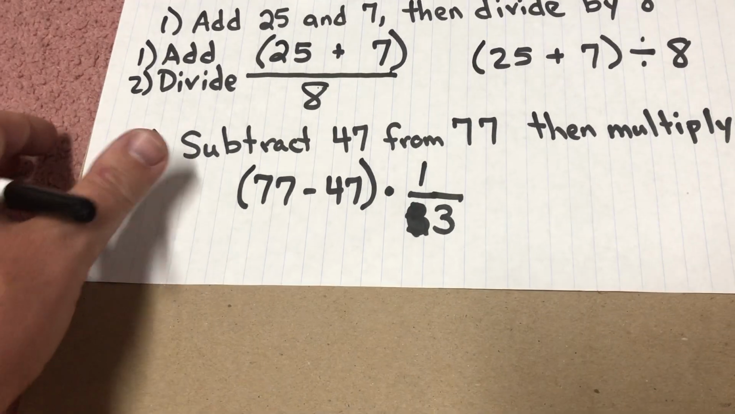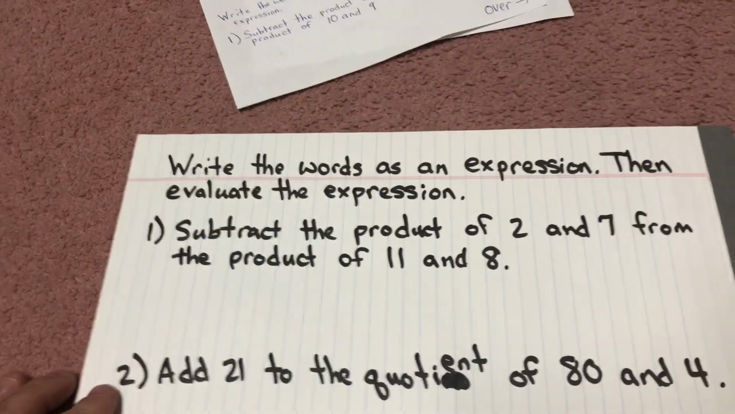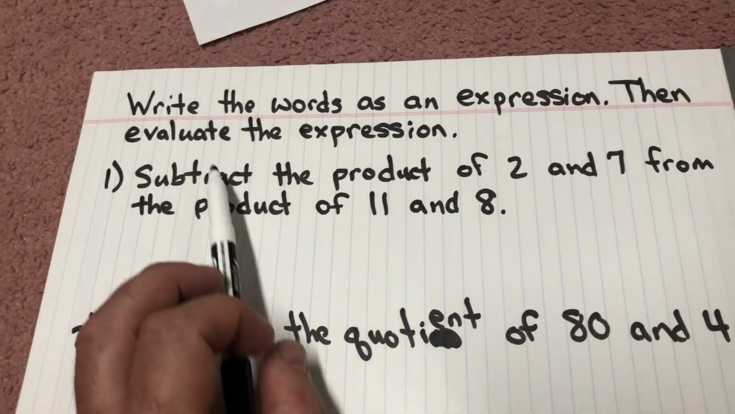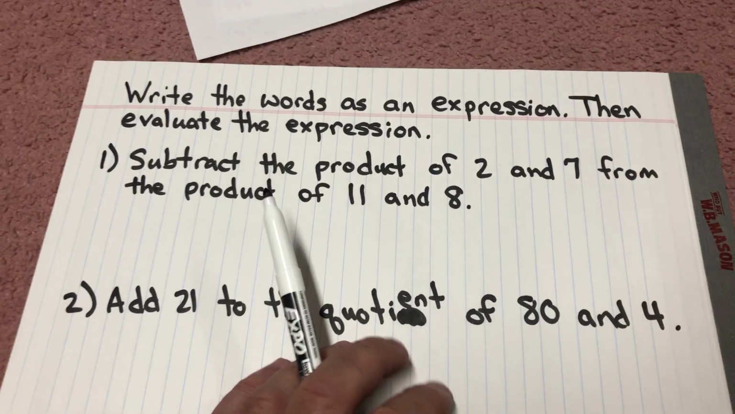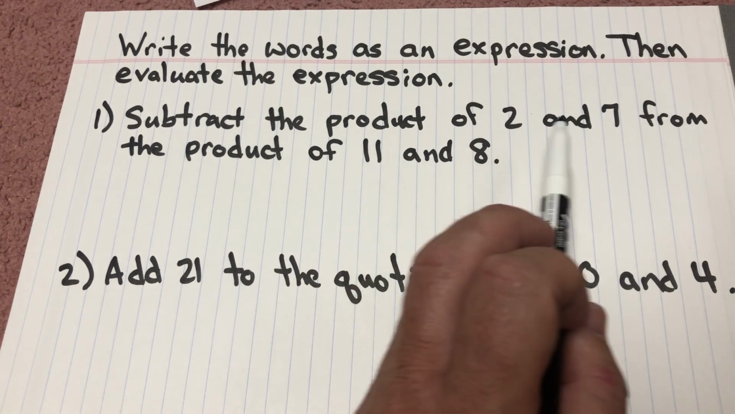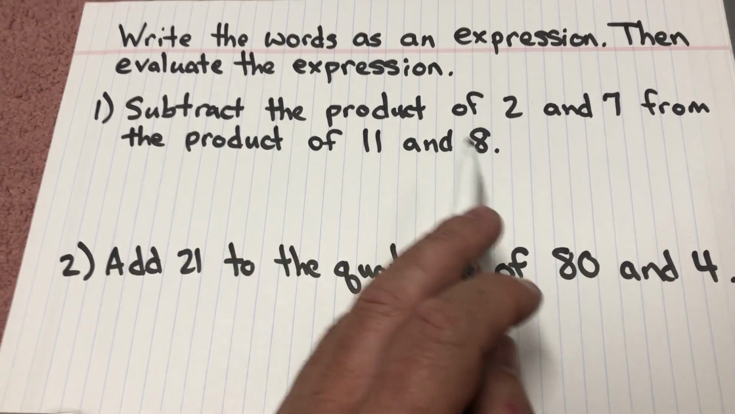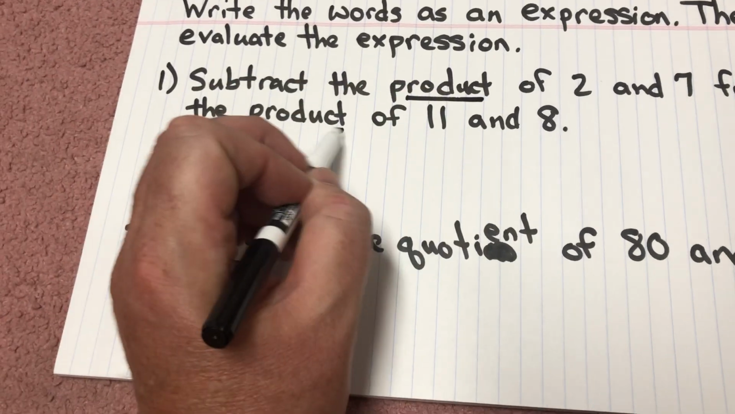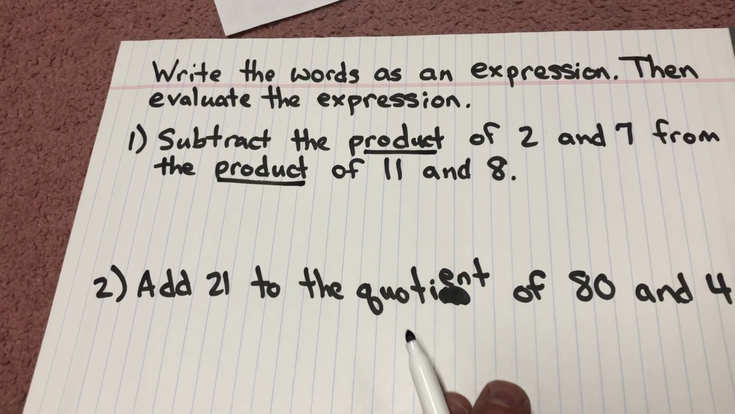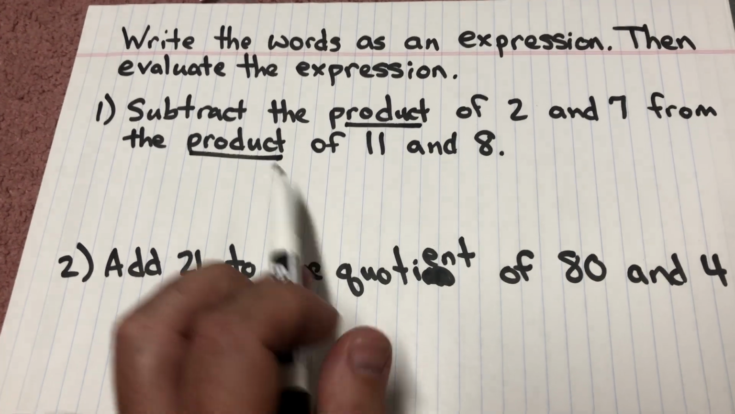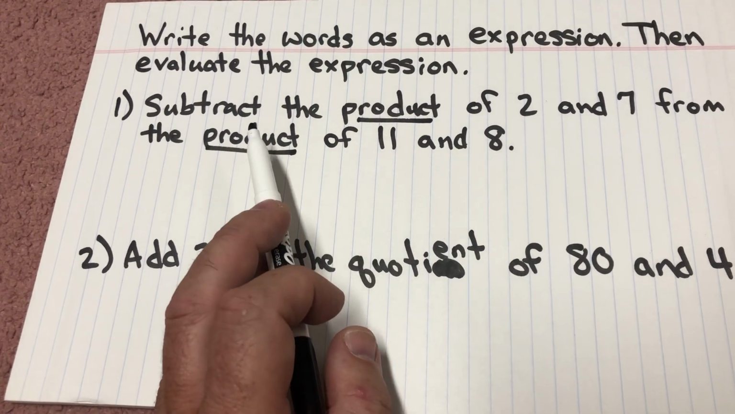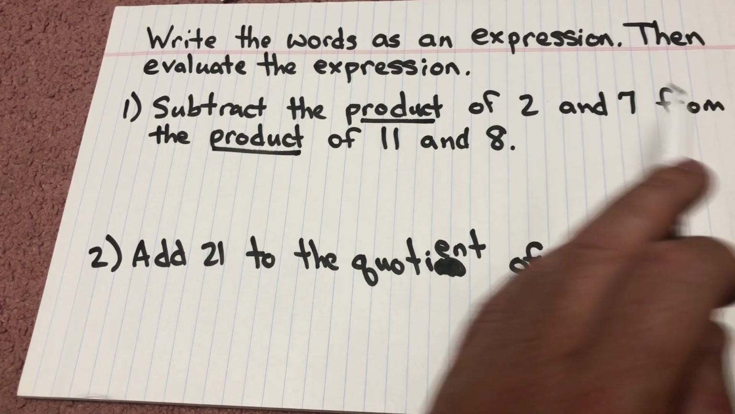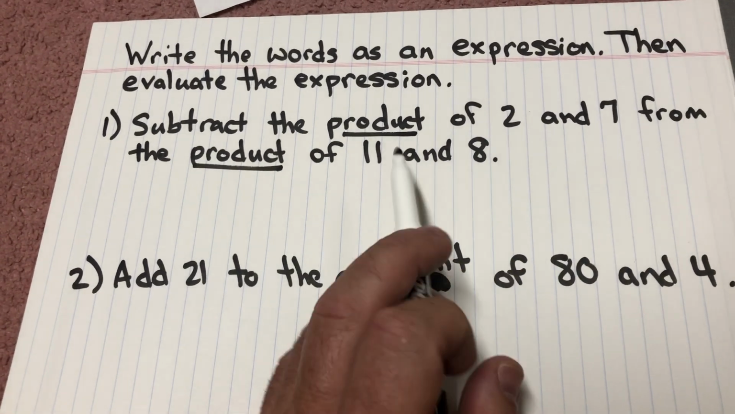Double check your problem. All right, last section that we're going to talk about here, 5th grade. It says, write the words as an expression, then evaluate the expression. The first one says, subtract the product of 2 and 7 from the product of 11 and 8. Well, this word shows up twice, product. It's important that we understand what product means in math. Product means the answer to a multiplication problem. So we're subtracting the product of 2 and 7 from the product of 11 and 8.